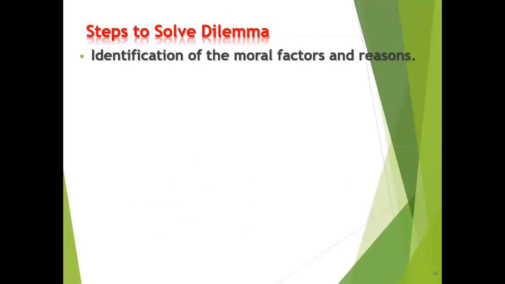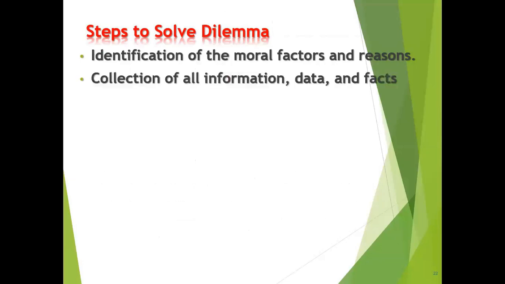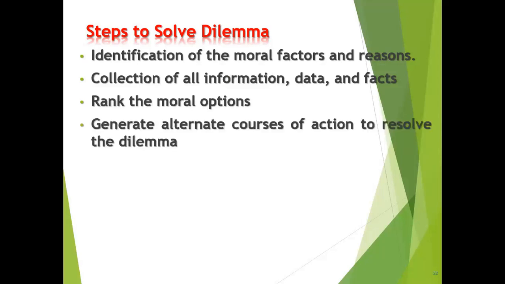So how to solve this dilemma? First step is to identify the relevant moral factors and reasons. Next, you have to collect all the information, data, and facts pertinent to that moral factor involved. Then rank the moral considerations in the order of their importance as they apply to the particular situation. Then you have to generate alternative courses of action to resolve the dilemma.